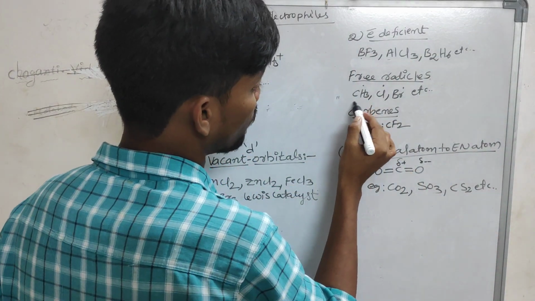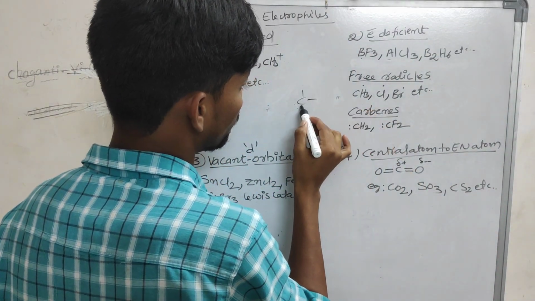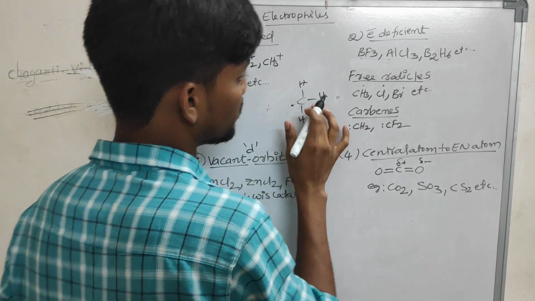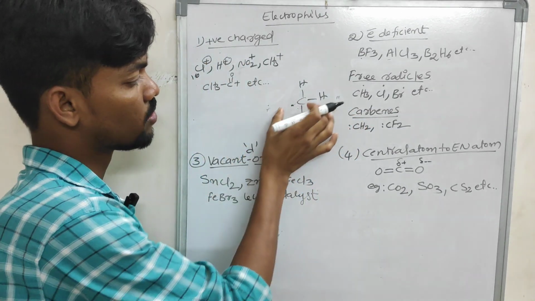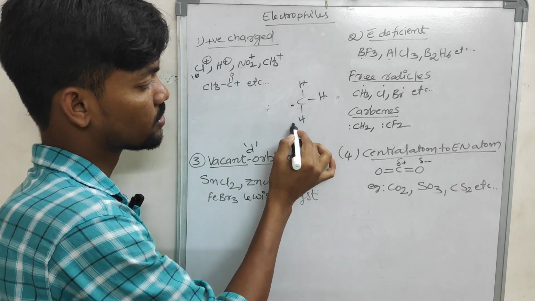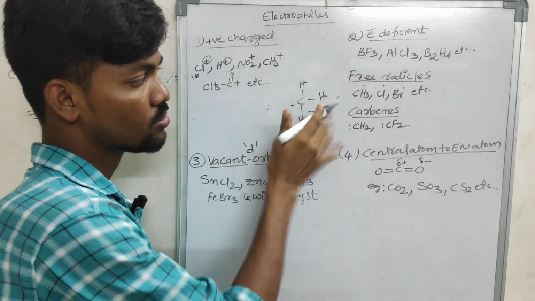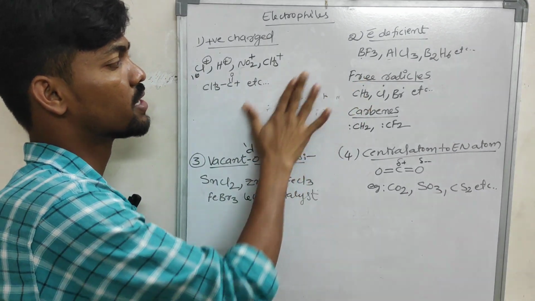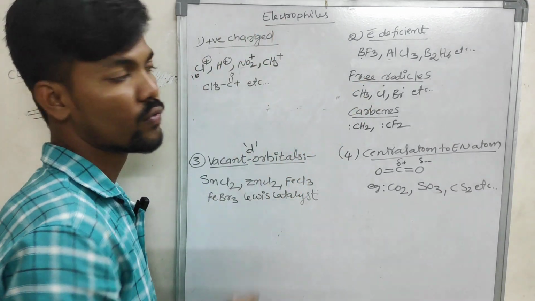Carbon atom has 4 bonds, but here 3 bonds, and 1 electron is there. So is it 8 electrons? Now let's see. 6 plus 1, 7 electrons are there. So it is electron deficient. So it is a free radical. So free radicals undergo reactions as electrophiles.